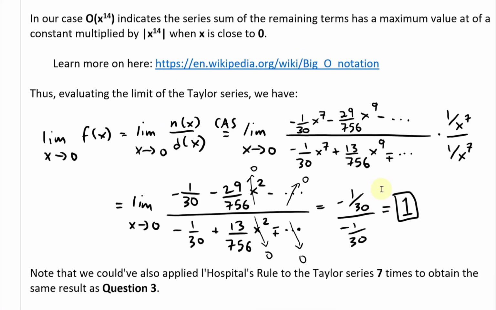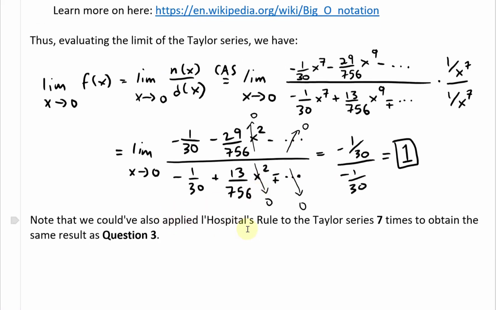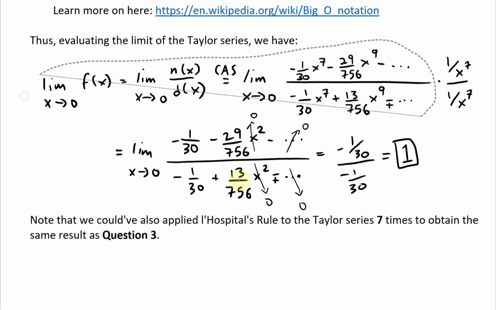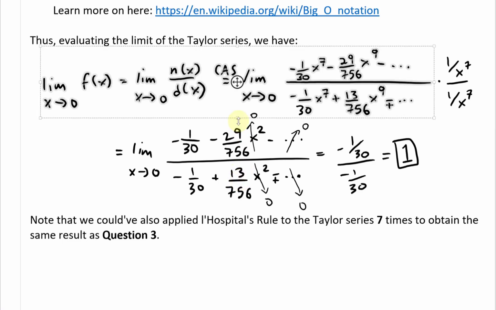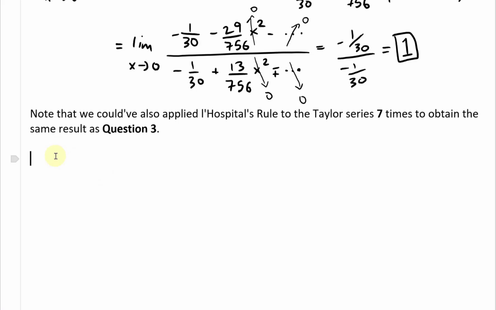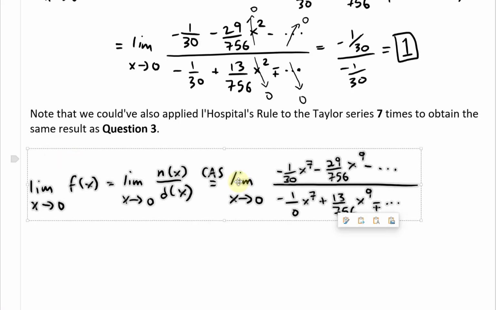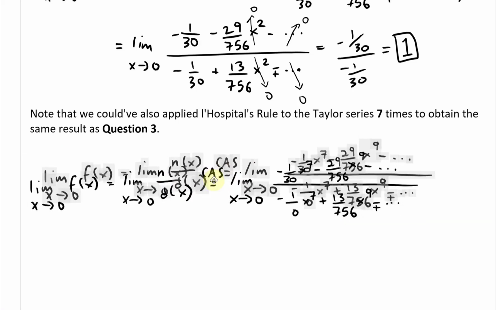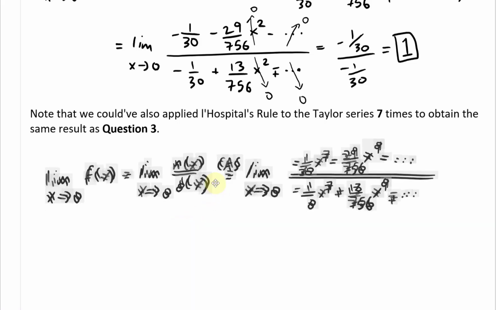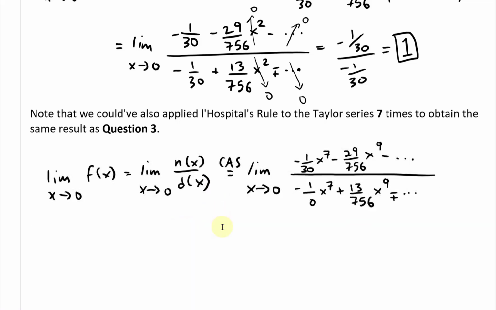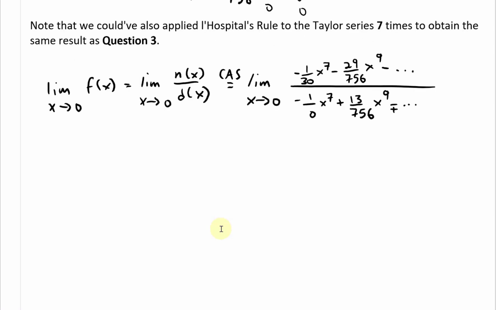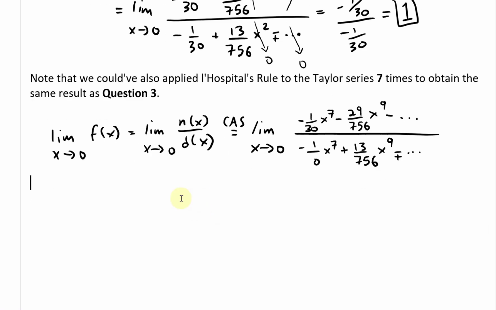And now note that we could have also applied L'Hopital's rule to the Taylor series 7 times to obtain the same result as question 3. So we're going to just start from here. Instead of dividing by x to the 7 on both top and bottom, I'm just going to circle this and copy it, and then move it here and paste. So let's say we start from here, and then we take L'Hopital's rule on the power series, as opposed to the other function using Wolfram. So just copy and paste that there.